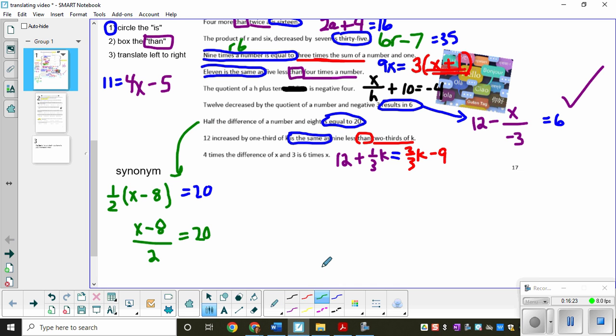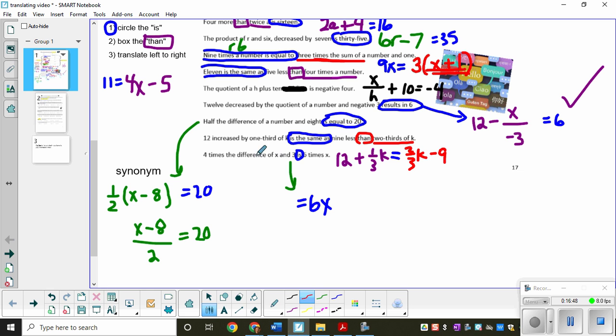All right, we're finally on the last one here, and I know my work is kind of all over the place, but I'm on the last one, and I'm going to translate it right here down below it. So we have 4 times the difference of x and 3 is 6 times x. So we have the is 6 times x, so I'm just going to go ahead and put is 6 times x. And now let's look at the other side.